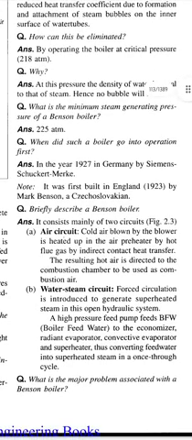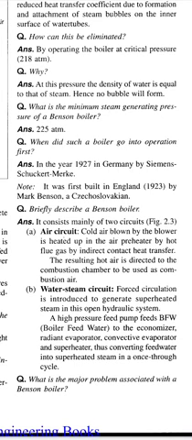Question. Briefly describe a Benson boiler. Answer. It consists mainly of two circuits: air circuit and water steam circuit. Air circuit. Cold air blown by the blower is heated up in the air preheater by hot flue gas by indirect contact heat transfer. The resulting hot air is directed to the combustion chamber to be used as combustion air.